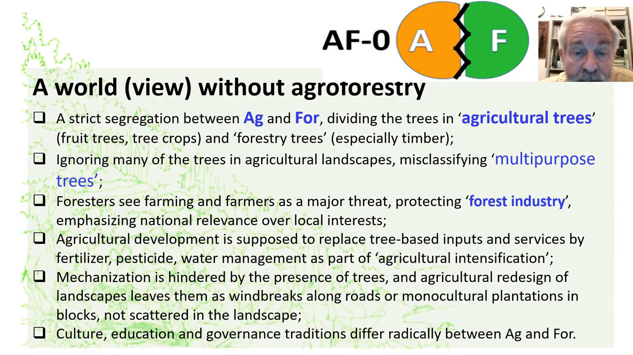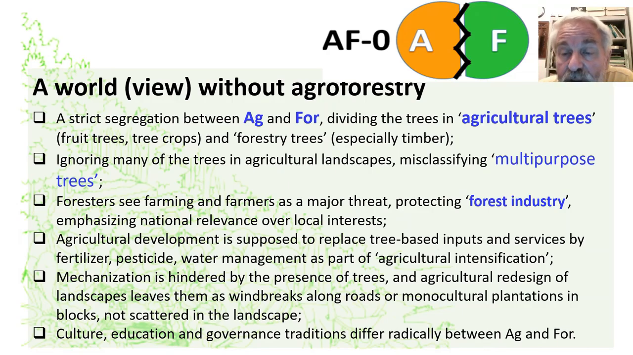Foresters who see farming and farmers as a major threat, protecting a forest industry, emphasizing national relevance over local interest. Agriculture development trying to replace tree-based inputs and services by fertilizer, pesticide, water management as part of agricultural intensification. Mechanization hindered by the presence of trees. Agricultural development removing the trees unless they are windbreaks along roads or monocultural plantation blocks. And a culture, education and governance traditions that differ radically between agriculture and forestry.